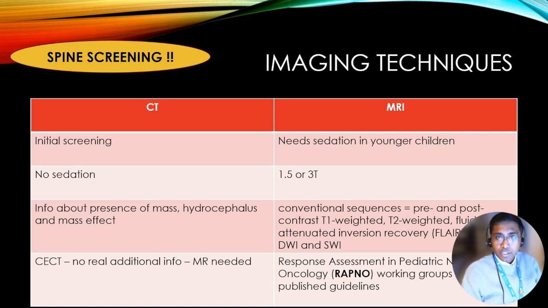So moving on to the imaging techniques, we have both CT and MRI available to us. CT is usually used as an initial screening tool without any sedation, and it just gives us a basic outline of the mass and whether there is any hydrocephalus. We don't usually give contrast for the initial CT screening because it is done for the immediate time frame. MRI is the definitive modality of choice. We can do it at either 1.5 or 3 Tesla. And we have to remember that the RAPNO guidelines are what is used to classify these tumors and also to measure them.